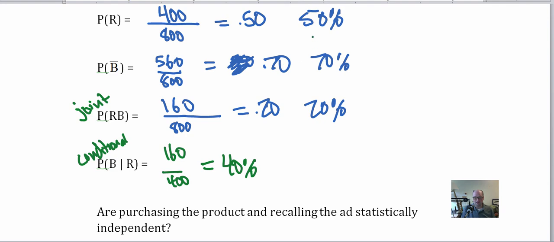So this is B prime. If I want the probability of B, it's just 30%. How do I know that? Well, if 70% didn't buy it, then 30% did buy it. But if you recalled the ad, 40% bought. So we have a 10 percentage point increase if you recall the ad. That's a good thing. All right, we're going to stop right there.